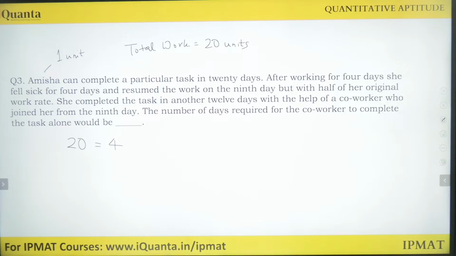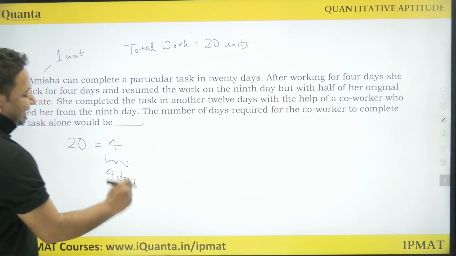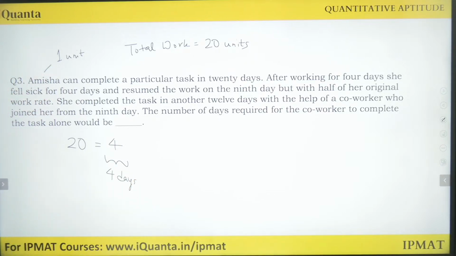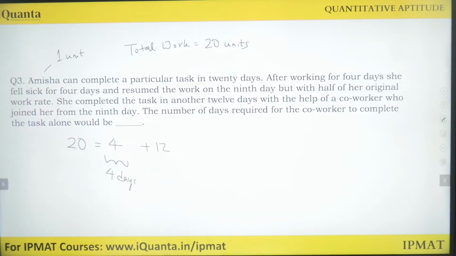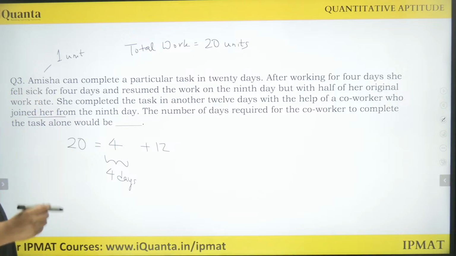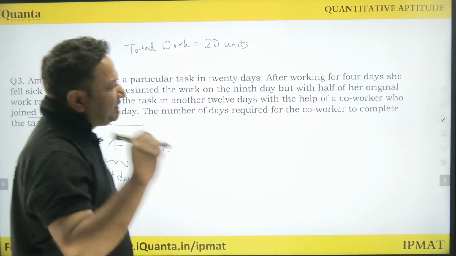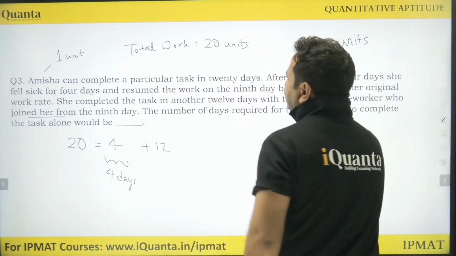Any doubt in that? Okay. So 4 units of work has been finished by her in the first 4 days. After that, she takes a leave of 4 days. All right. On the 9th day she comes and she will take 12 more days to finish the work. That means she will be doing 12 units more. But in these 12 days, there is another co-worker who has joined. So let us assume that the work done per day by the co-worker is X units. We can assume that. Right, that is for the co-worker, not for Amisha.